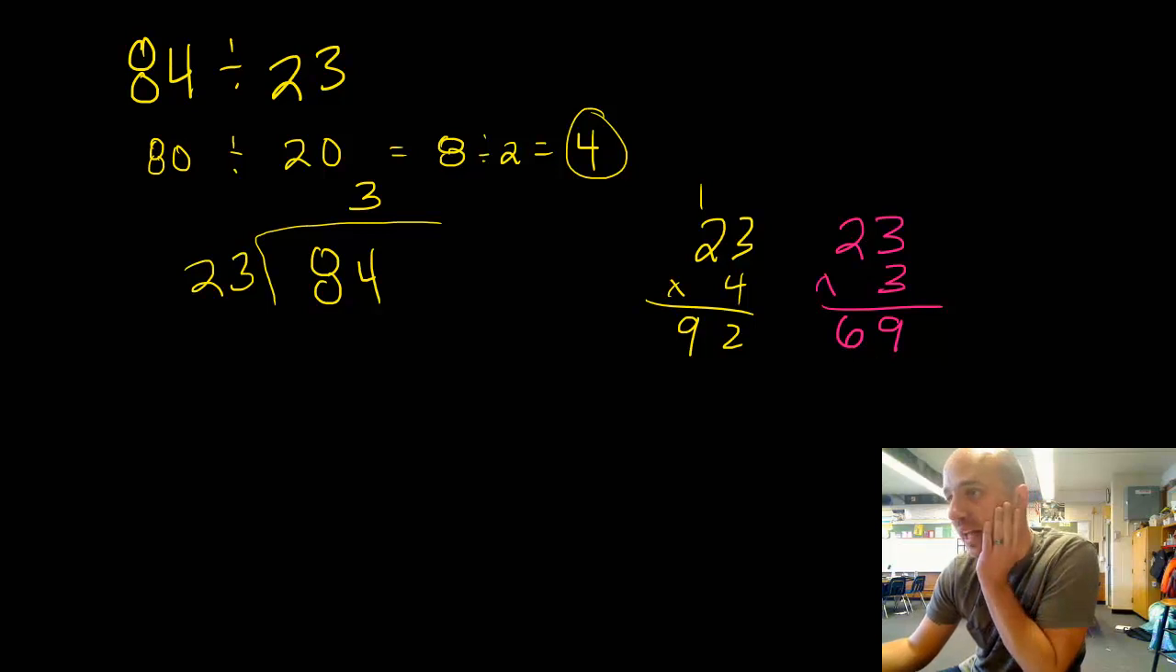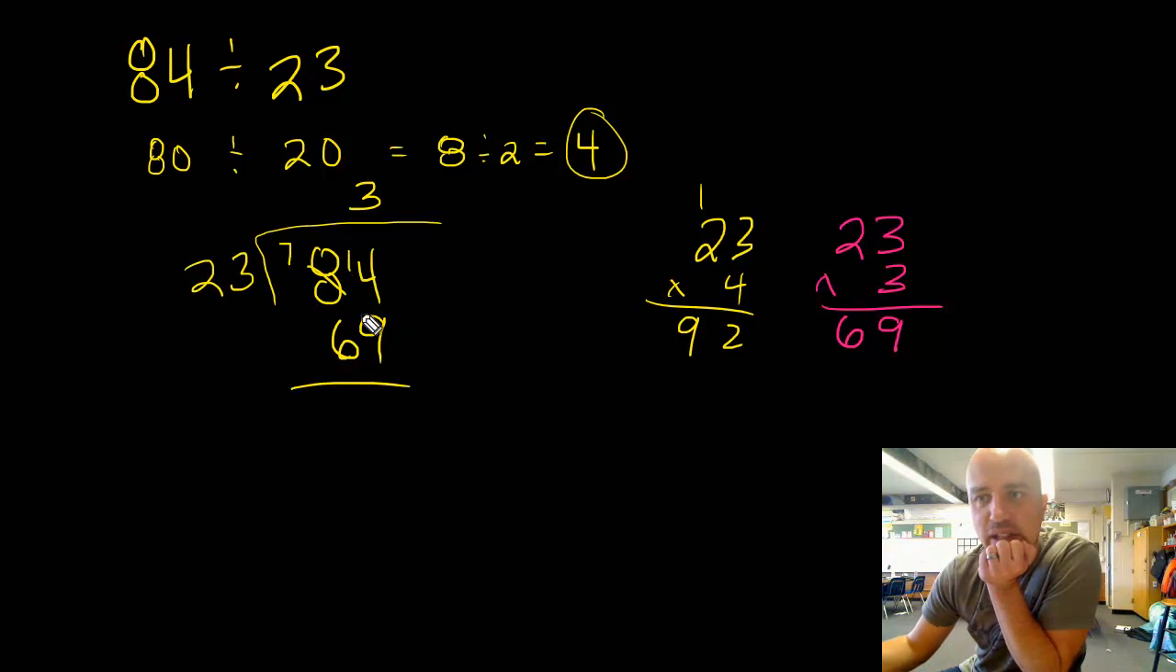Let's go ahead and plug that back in and see how that works out for us with an estimated quotient of 3. 69. I'm going to have to borrow. 8, I got 7 now, and I got 14. And 14 minus 9 is going to be 5. And 7 minus 6 is going to be 1.